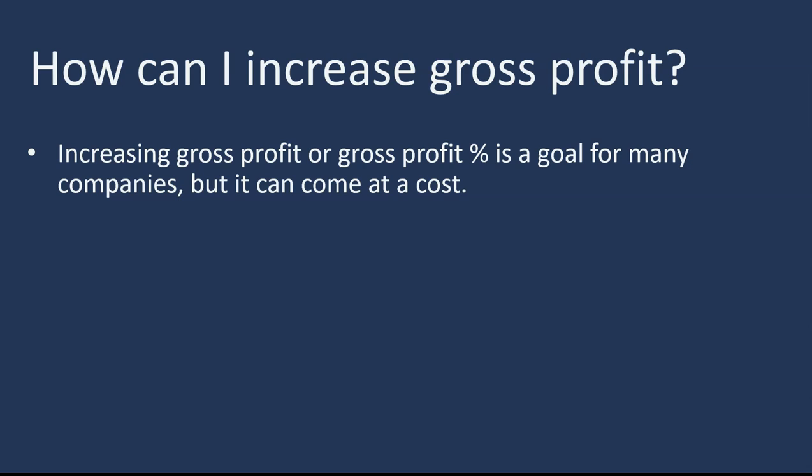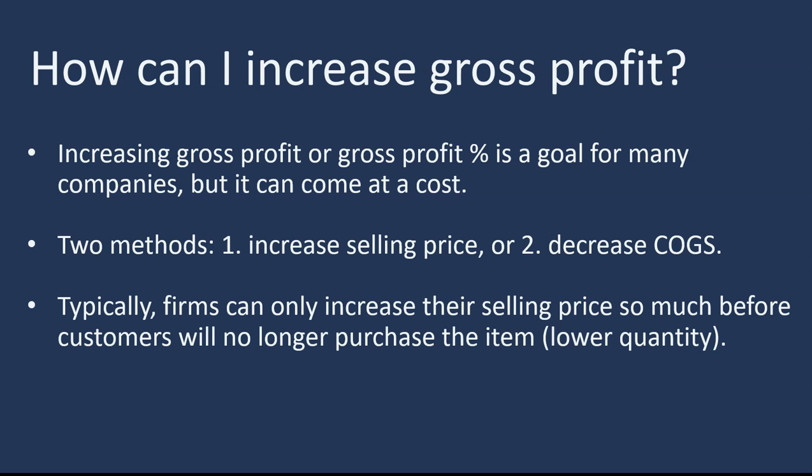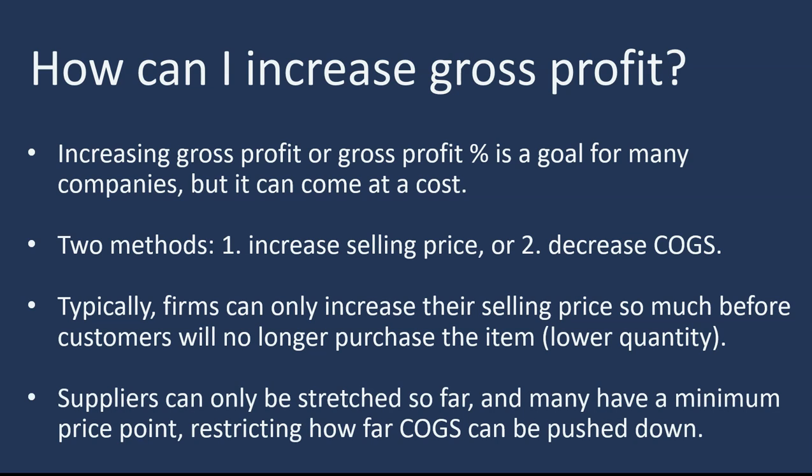So how can I increase gross profit? Well, increasing gross profit or the profit percentage is a goal for many companies, but it can come at a cost. There are two methods to do this. You could increase the selling price of the unit, or you could decrease cost of goods sold. Typically, firms can only increase their selling price so much before customers will no longer purchase the item, and then they would lower their quantity, overall reducing the amount of revenue. So it's a trade-off between higher prices and lower volume. And suppliers can only be stretched so far, and many have a minimum price point, restricting how far cost of goods sold can be pushed down. So you can't always get anything for free.